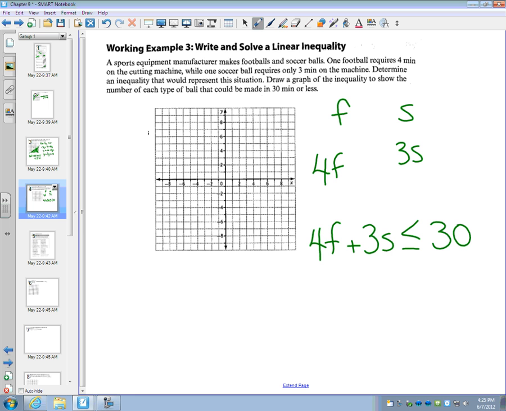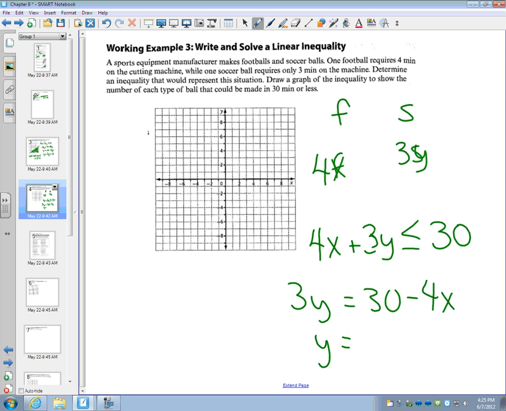Okay, so my favorite is doing slope-intercept form. We have to decide which is like x or f. Let's do this one as f and this one as s, x and y. Or we could have done x and y and x and y. It doesn't matter. Okay, I'm going to change mine to x and y's actually, because my axis is giving me an x and y. Okay, so I'm going to solve for y. Okay, dividing by 3, I get 10 minus 4/3 x.